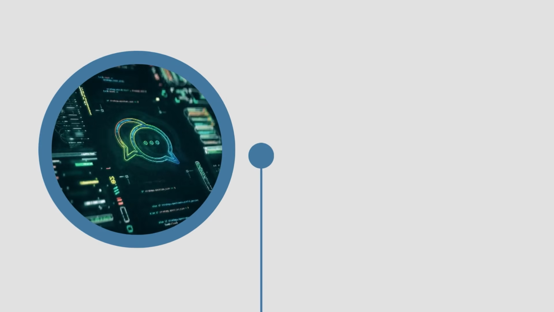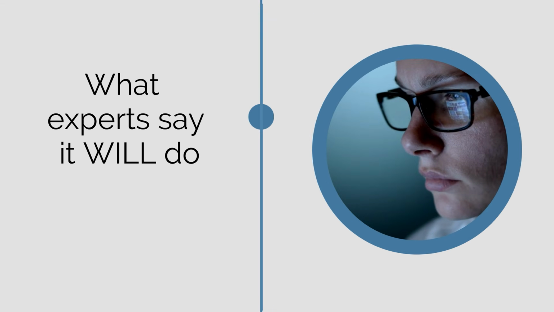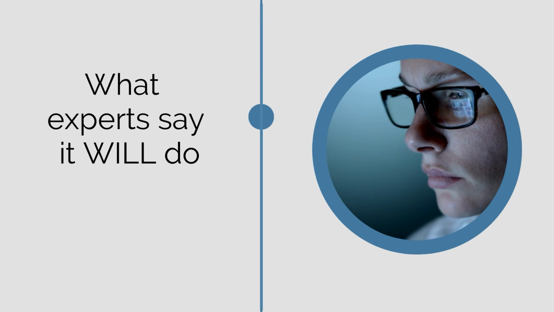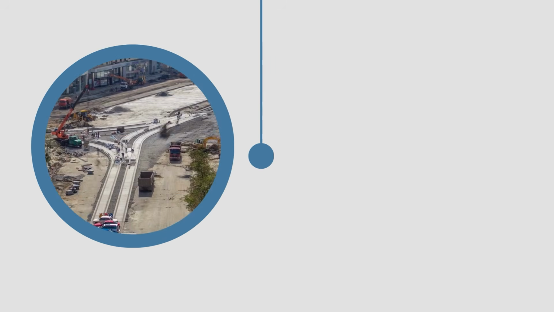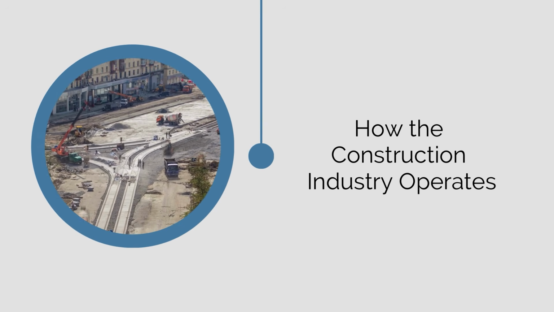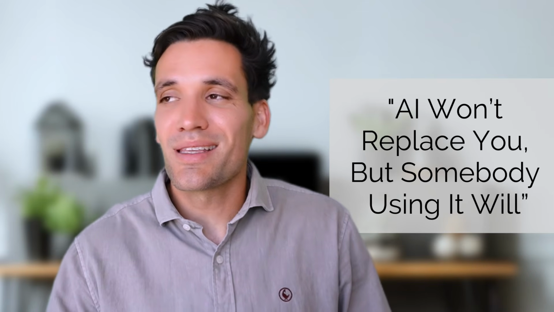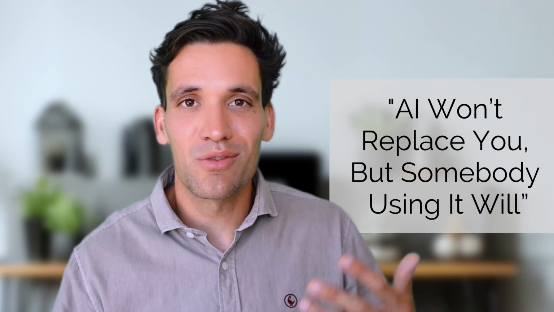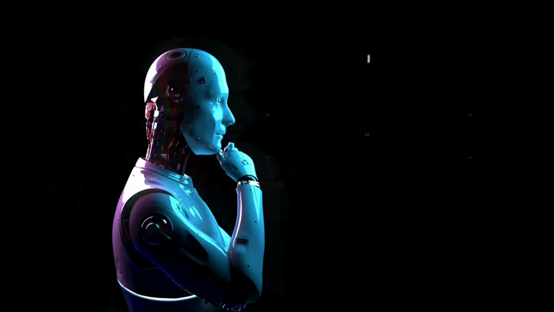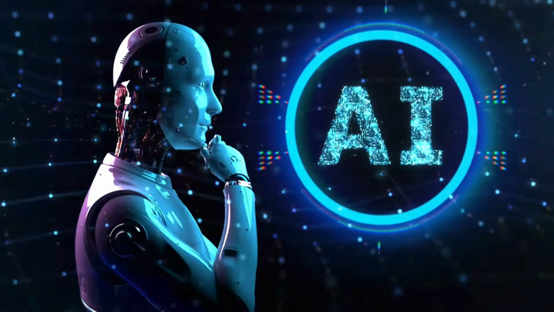I want to do this by looking at what the technology can currently do, what experts are saying confidently that it's going to be able to do in the future, and then also compare this to how we know the construction industry already operates. I also don't want this to be one of those lame videos where I come to the conclusion that AI won't replace you, but somebody using AI will. I think that seems to be the status line from all the major tech companies at the minute. And it's just this thinly veiled way of, again, hyping up AI and AI products.